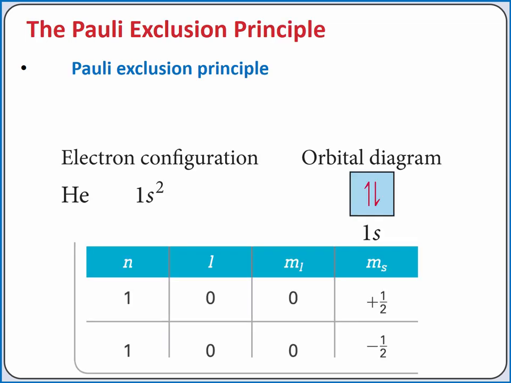Helium has 2 electrons. The Pauli Exclusion Principle says that no 2 electrons in an atom can have the same 4 quantum numbers. As indicated in the electron configuration, we will add the second electron to the 1s subshell, since each orbital can contain 2 electrons. However, as indicated in the orbital diagram, we must give the 2 electrons opposite spins. These 2 electrons have the quantum numbers 1, 0, 0, plus 1/2 and 1, 0, 0, minus 1/2.